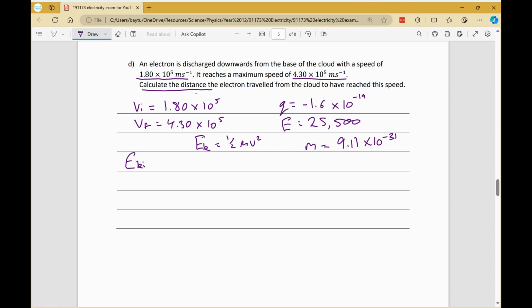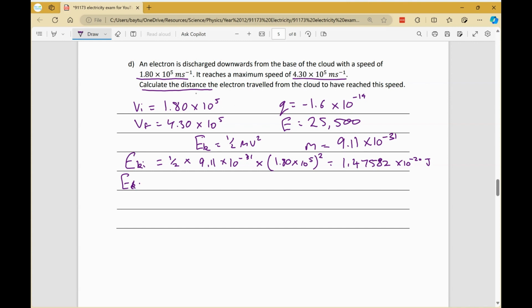So let's start off by working out the kinetic energies. So we'll go EKI, so for initial kinetic energy. So half mv squared, so half times the mass times velocity squared. Need brackets there because I'm trying to square something that's also having times 10 to the power 5 on it. So put brackets around that. So that comes out at 1.47582 times 10 to the negative 20 joules. Very small number because the electron is so light.